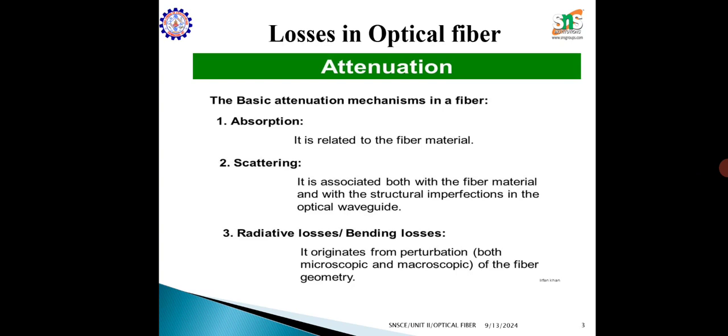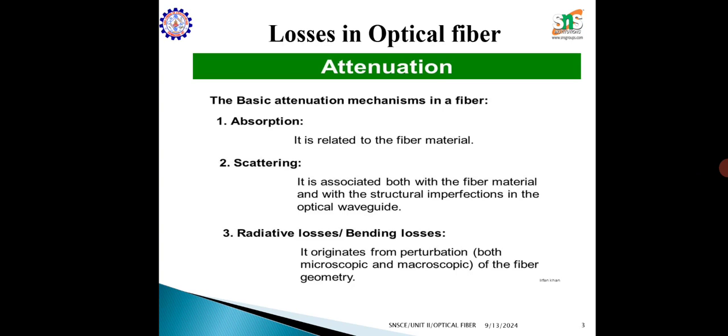Okay, and if we go with scattering, it is associated with the fiber material and with structural imperfection in the optical wavelength. So it is also a wavelength dependent loss which occurs inside the fiber. If light passes through the atoms in the fiber, a portion of light is scattered, and this type of scattering is called Rayleigh scattering.